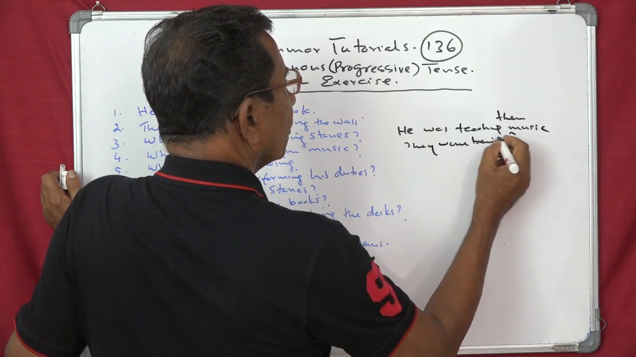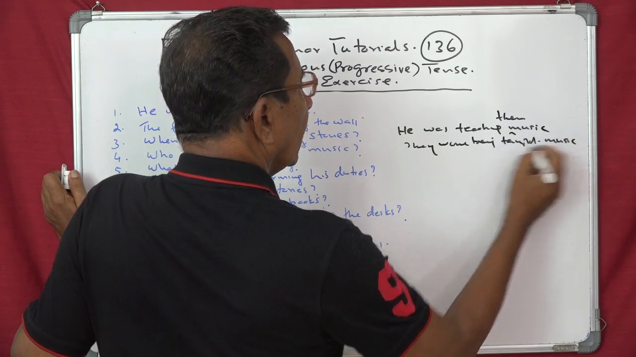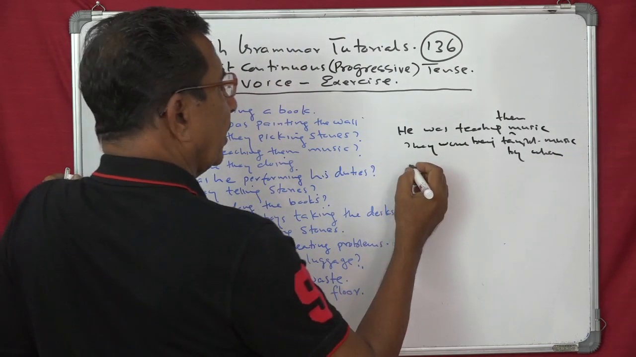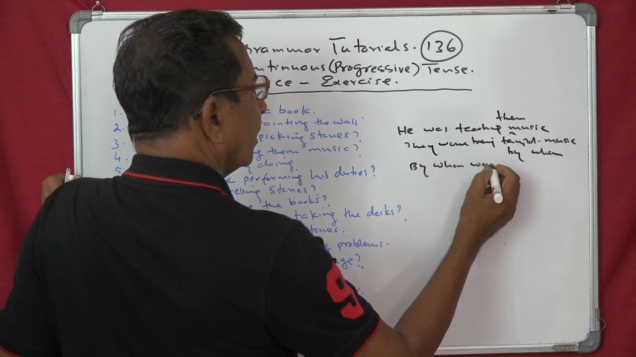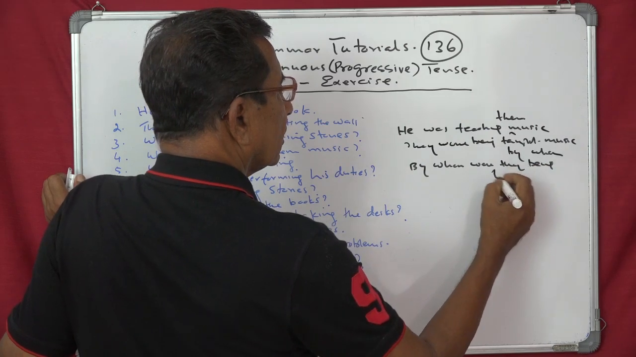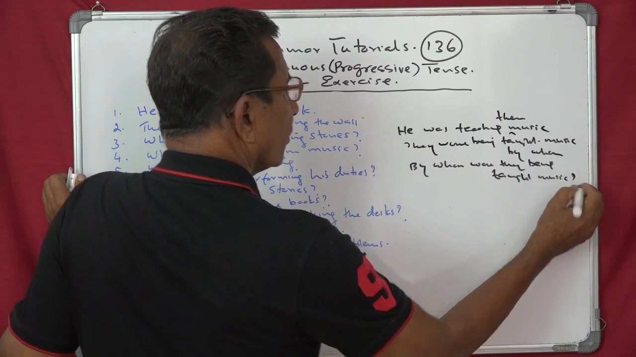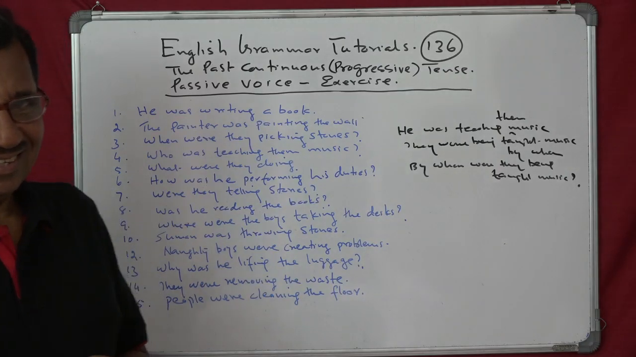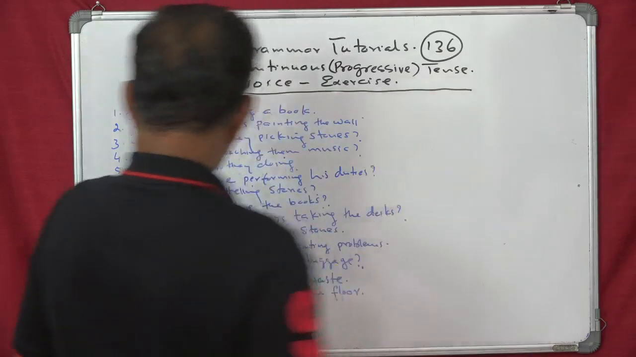being taught music by whom? And when it is a question, it will be by whom were they being taught music? Question. Listen. By whom were they taught music? See that? Simple. Alright. Now the next one.